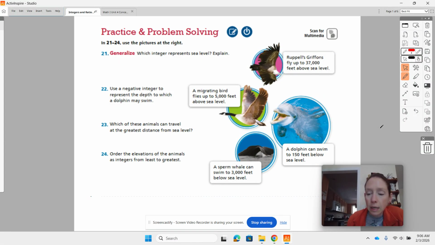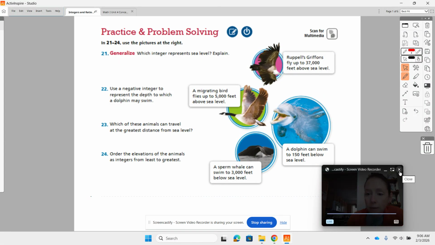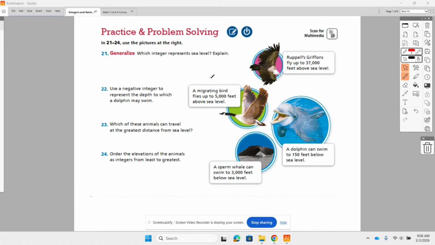So here we go. Let's take a look at these animals first. This is related to sea level. Remember, sea level is the 0 in the middle of the number line. If we take a look at these animals, they're either above sea level, like this griffin, positive 37,000, or below sea level, like this dolphin, negative 150.